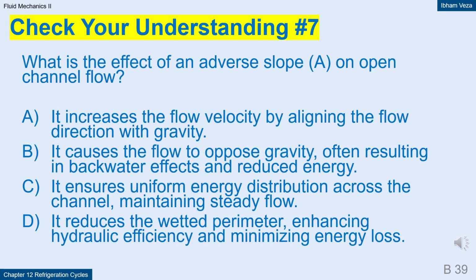Correct answer. B. It causes the flow to oppose gravity, often resulting in backwater effects and reduced energy. Explanation of incorrect options. Option A. Adverse slopes do the opposite of increasing velocity. They create conditions where the flow resists gravity, slowing the flow, and sometimes causing backwater effects.